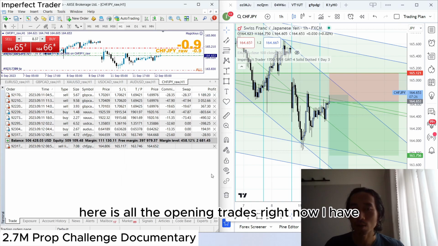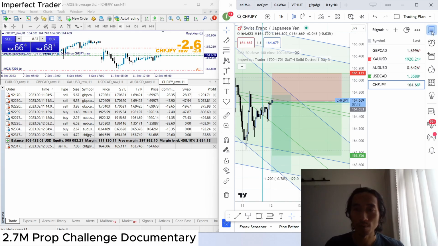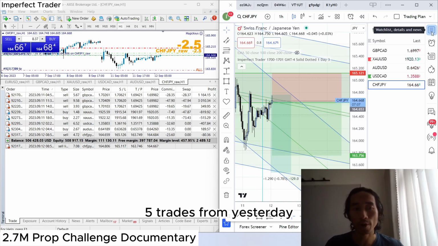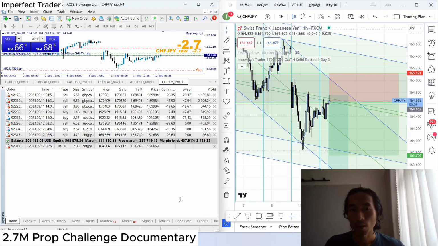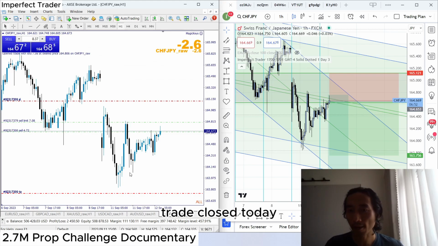Here are all the opening trades right now. I have opening trades diversified in 5 trading pairs. 5 trades from yesterday, 3 trades from today. Let's see if I can actually get any trade closed today.